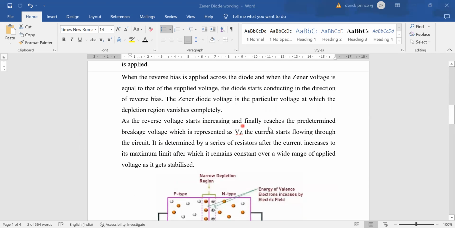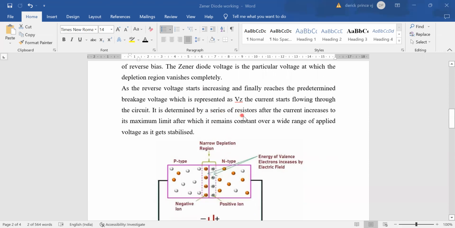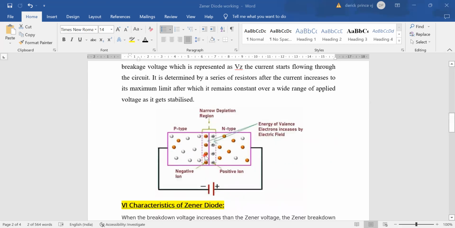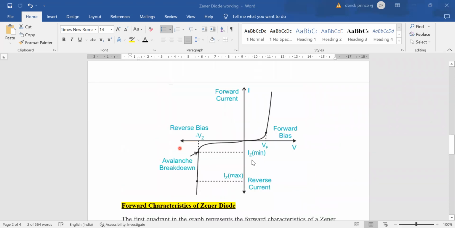As the reverse voltage starts increasing and finally reaches the predetermined breakdown voltage, which is represented as VZ, the current starts flowing through the circuit. At that time, the Zener will act like a series resistor. So it will not get damaged. It acts like a series resistor. The current increases to its maximum limit, after which it remains constant over a wide range of applied voltage as it is a stabilized one. It is also called a voltage stabilizer. So this paragraph can be seen from this diagram.